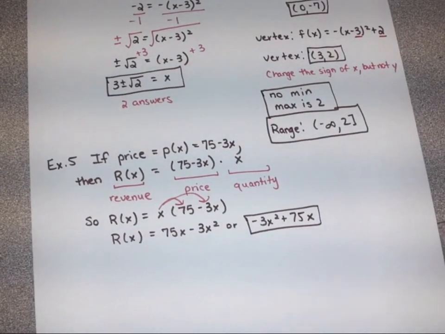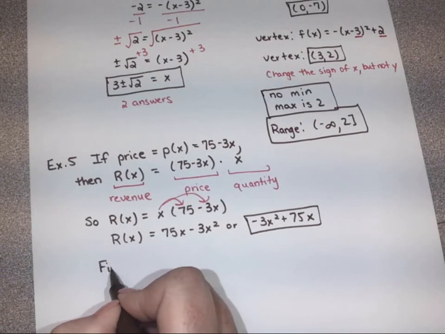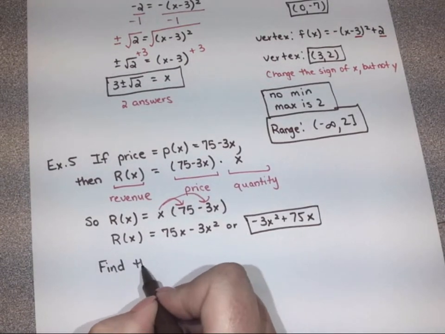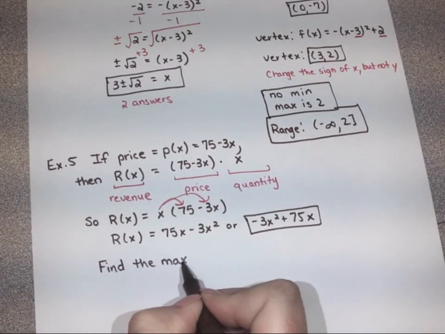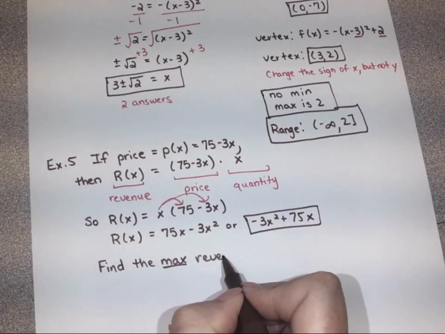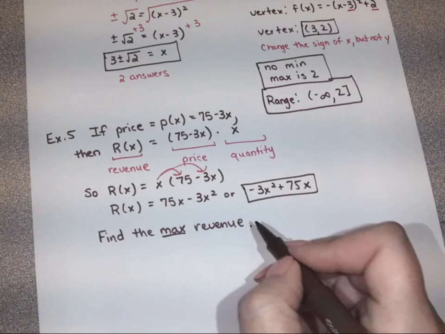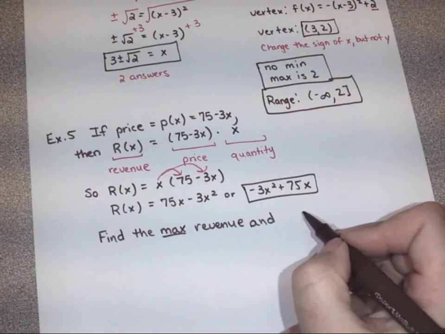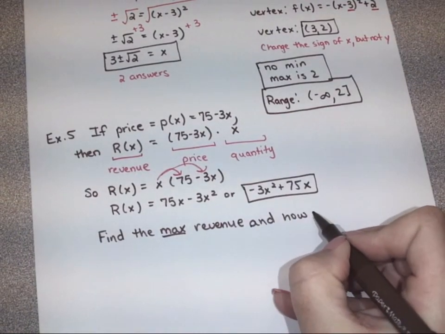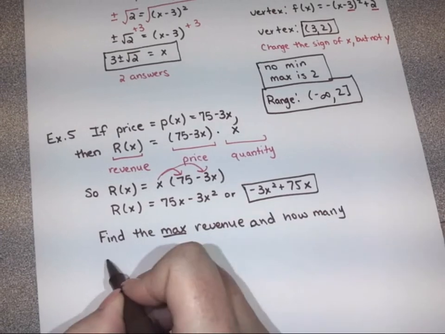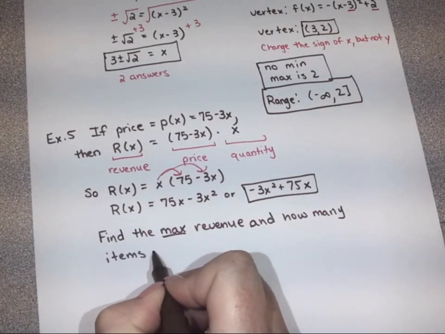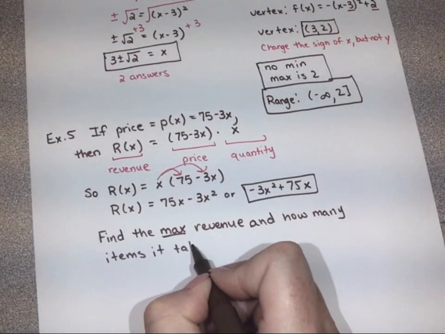All right, so with that equation, let's say that I asked you to find the max revenue, and something else. So the max revenue and how many items it takes to reach that max.